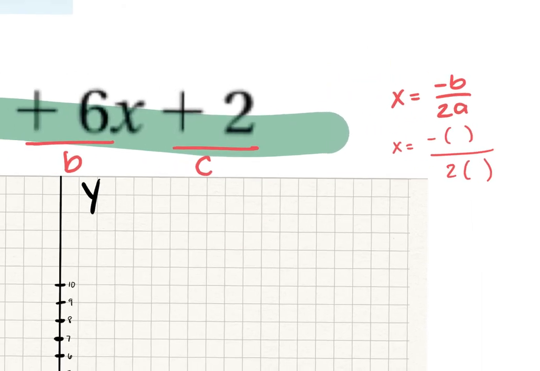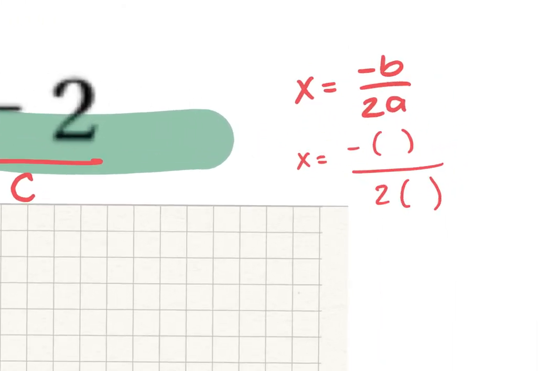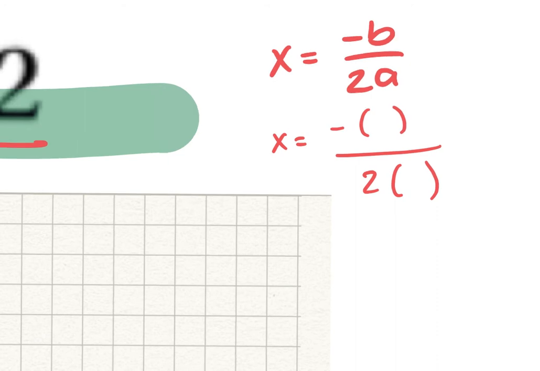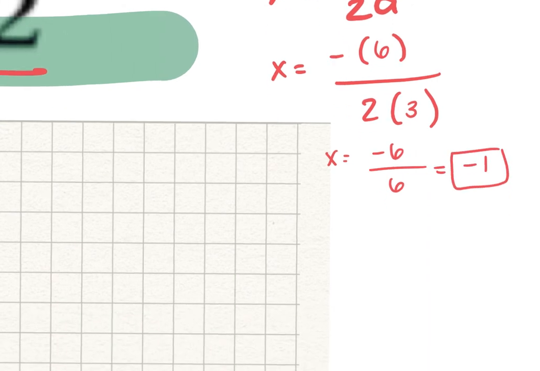What do I plug in for B? Roy? The 6. What do I plug in for A? The 3. Alan, what is this going to be? Which is? Negative 1. So x equals negative 1 is my axis of symmetry.